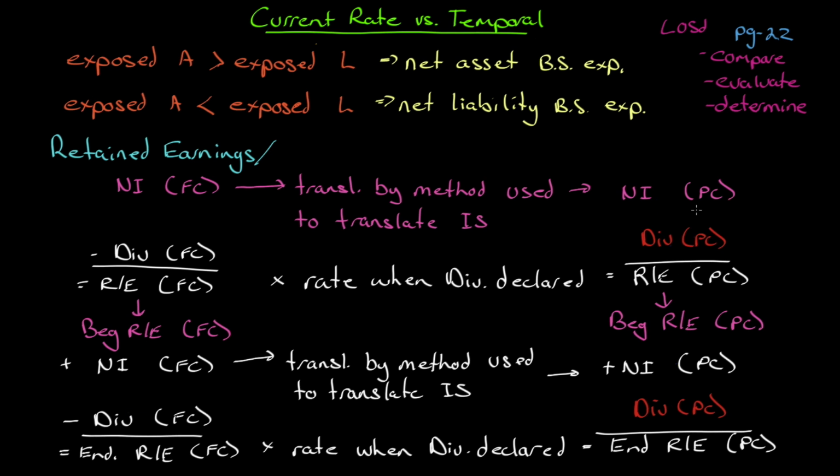Well, this is the presentation currency over here. The first thing we're doing is we take the net income on the income statement from the subsidiary, and it's translated by the method used to translate the income statement. Whatever it happens to be, whether we're using the current method or the temporal method, we'll translate it with whatever method, and we'll get net income in the presentation currency. Here's the difference. The dividend. That is translated at the rate when the dividend was declared. So you multiply the dividend by whatever the rate was on that date, and that'll give you the dividend in the presentation currency to give you your retained earnings.